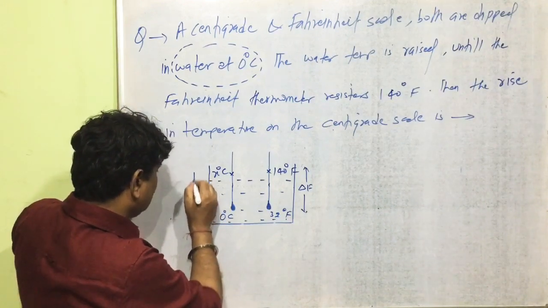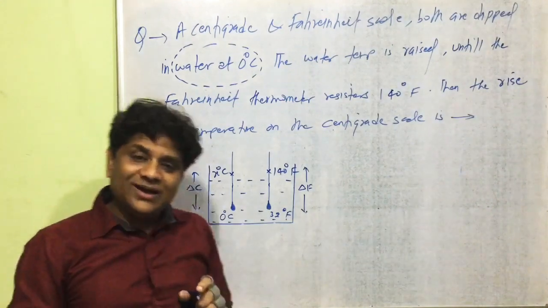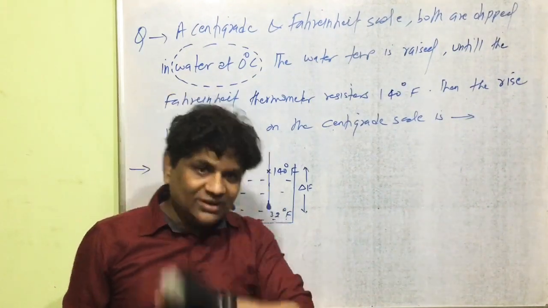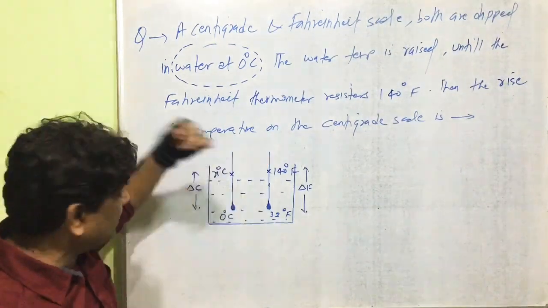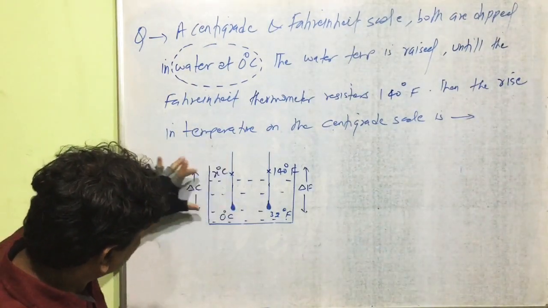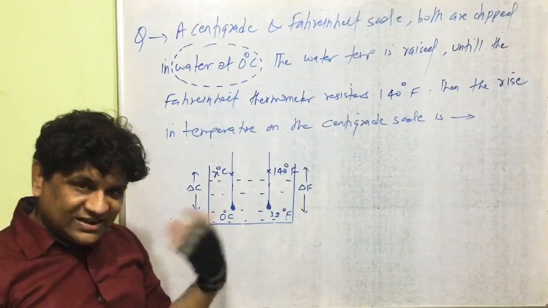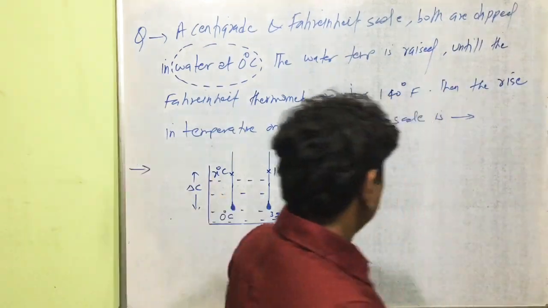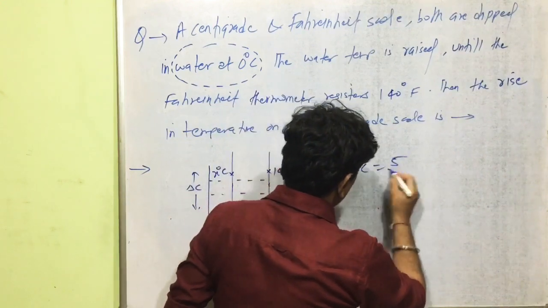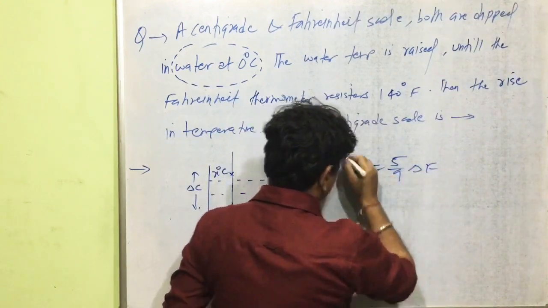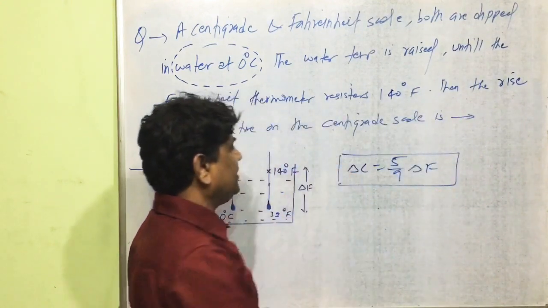What is delta C? It is the change in temperature on the centigrade scale. So from the diagram it is clear that delta F is the change in temperature on the Fahrenheit scale and delta C is the change in temperature on the centigrade scale. What is the asking part? Delta C. Okay, a relation will now be helpful: delta C is equal to 5 by 9 of delta F. That relation we discussed already in class here.